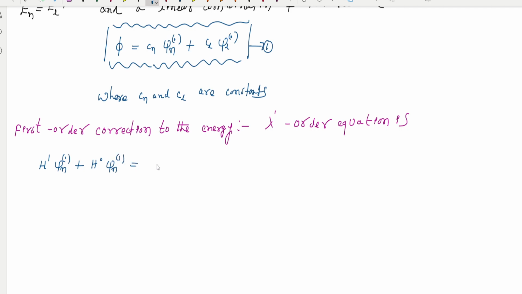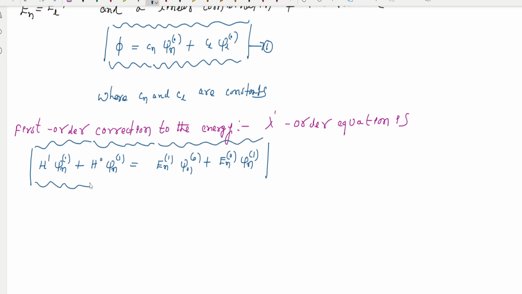En power 1 psi n power 0 plus En power 0 psi n power 1. If you consider this one as equation number 2, it may be useful. All these steps are very, very important to understand degeneracy case systems.